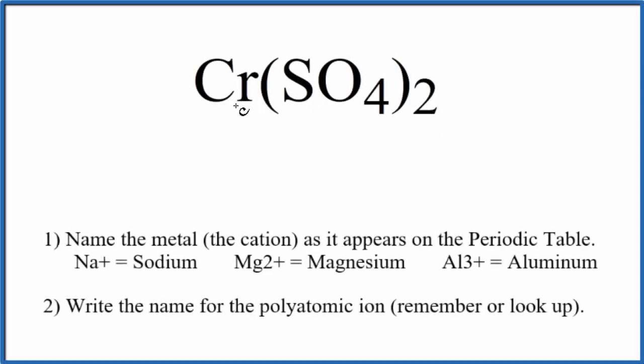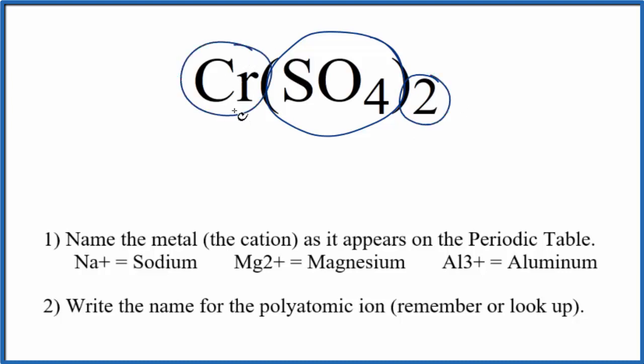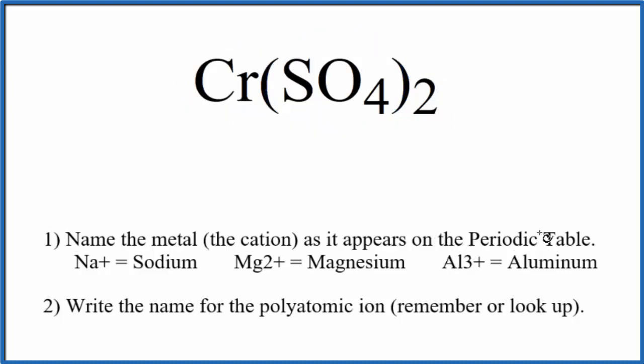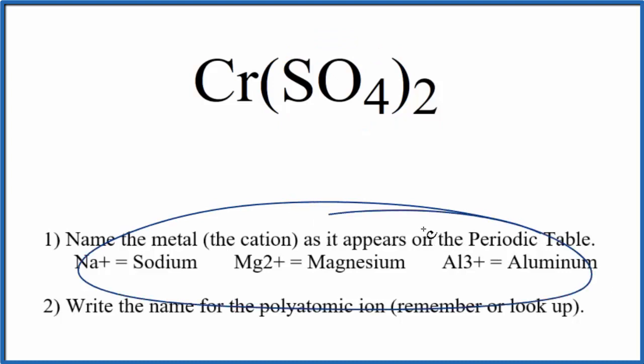To write the name for CrSO4, the first thing we need to realize is that this SO4 is a polyatomic ion. It's called the sulfate ion. We have two of them bonded to the chromium. Chromium, the Cr here, is a transition metal. So we have a metal and a polyatomic ion with these nonmetals. This is an ionic compound, and we're going to use these rules here to write the name.